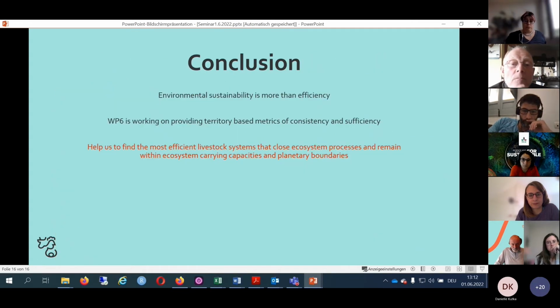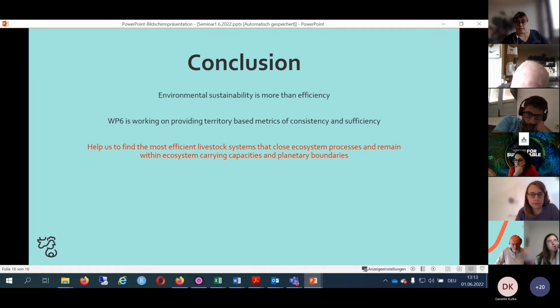So, as a conclusion, what we're trying to do is to go beyond efficiency and understand or provide metrics for consistency and sufficiency that are territorial based, in the hope that we will actually provide a broader metrics for the debate on what is sustainable and what is not, once we're going to develop the pathways. And I think that's it from my side.